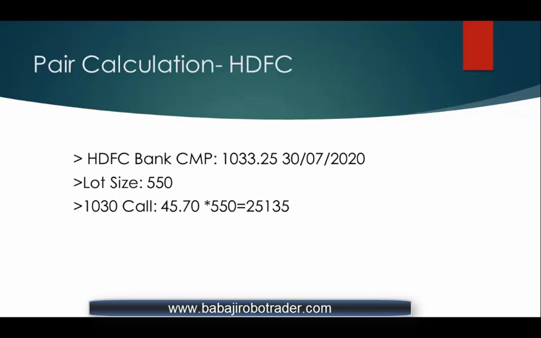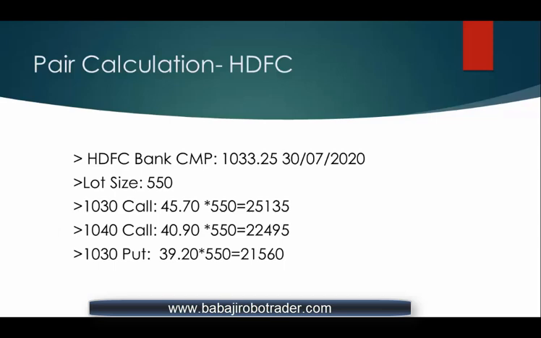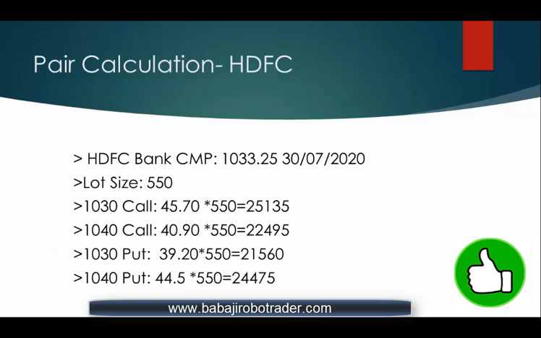The 1030 call option is trading at 45.70, which comes to around 25,135. The 1040 call is trading around 40.90 into the 550 lot size, which is 22,495. The 1030 put option is trading around 39.20 into lot size, which is around 21,560. The 1040 put option is trading around 44.50 into lot size, which is around 24,475. These are the net premium amounts: 550 lot size into the last traded price gives the net premium.